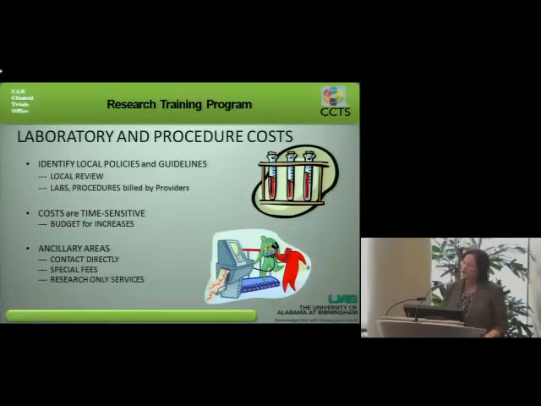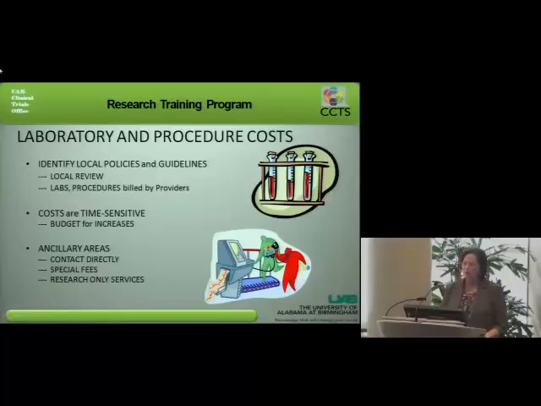You'll need to look at laboratory and procedure costs. You need to identify what your local policies are and any guidelines that are available. You need to review them and be aware of what they tell you need to be doing. There may be a local review required. Your labs and procedures will probably be billed by providers, and you need to make sure that if something is designated to be paid for by the study, there is a mechanism in place to ensure that bill will make it to you to be paid.